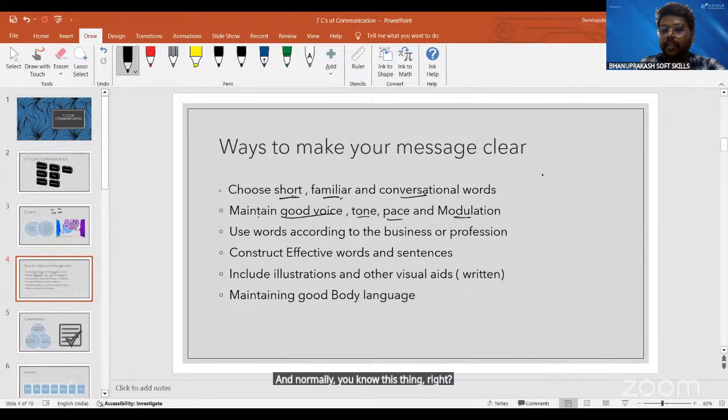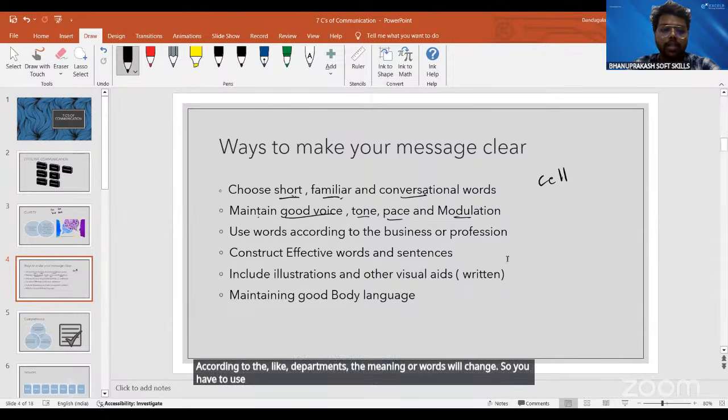And next, we normally know this thing, right? Cell. Cell in English means the mobile phone. In biology, cell means a micro cell, and in social studies, it is a jail. According to the situation, the meaning will change. According to the departments, the meaning or words will change. So you have to use the proper words here.